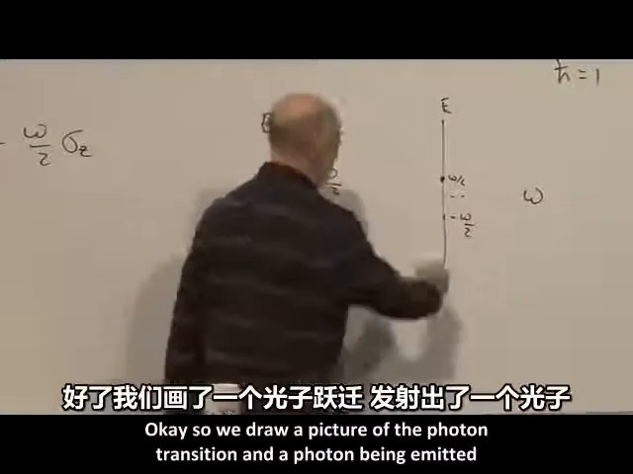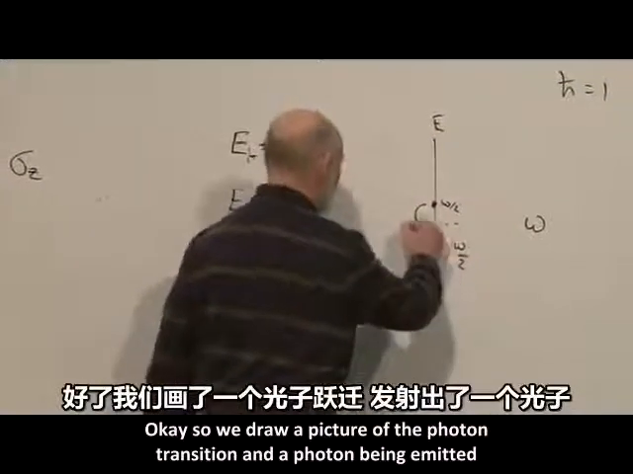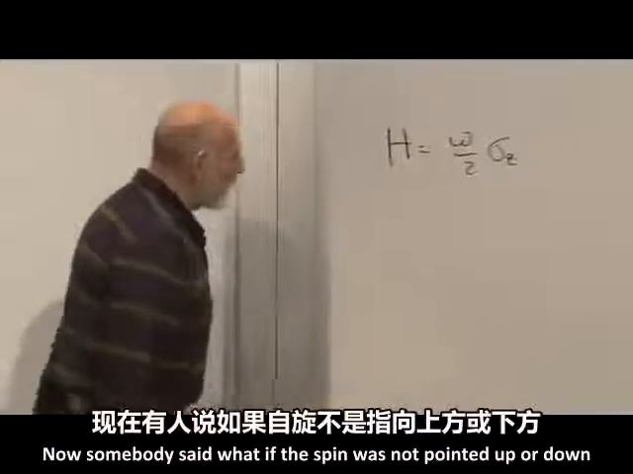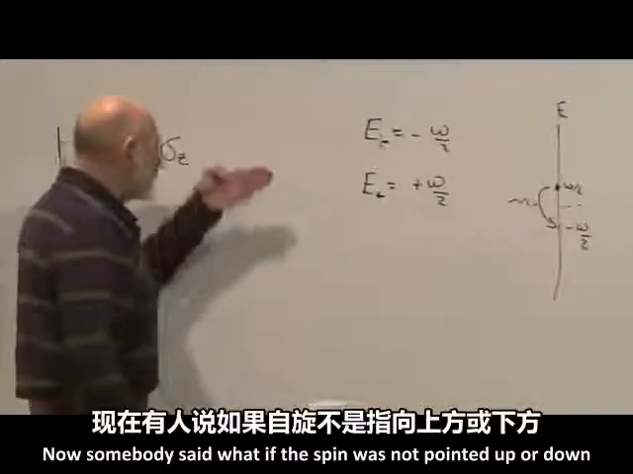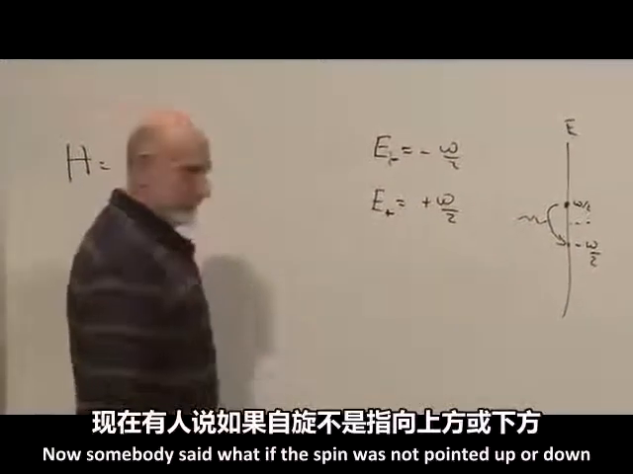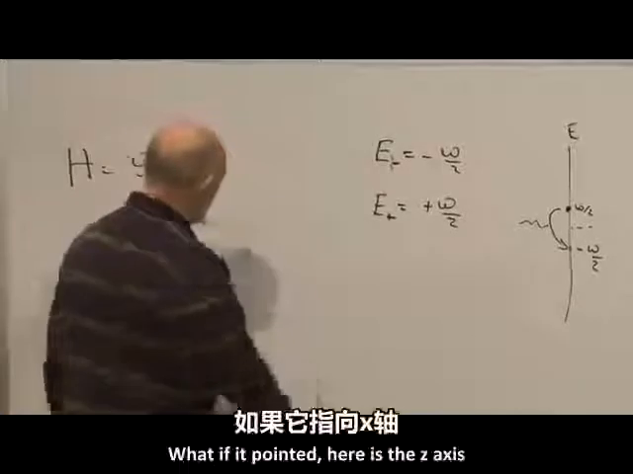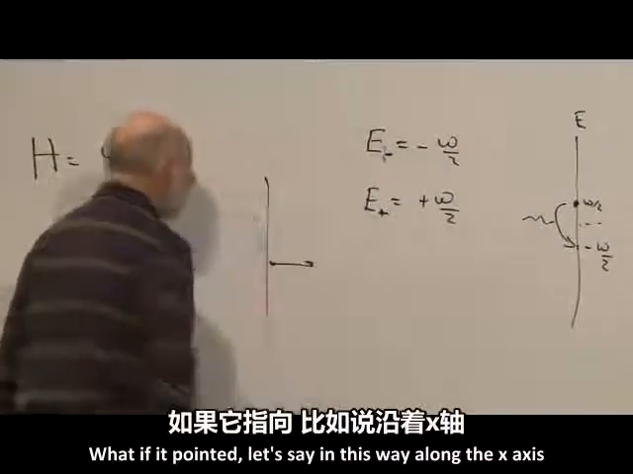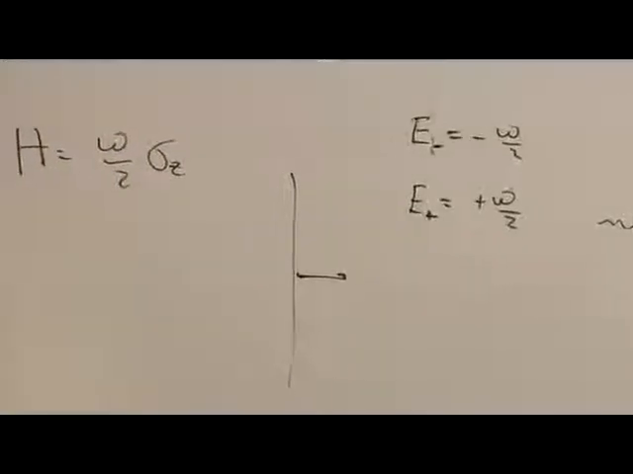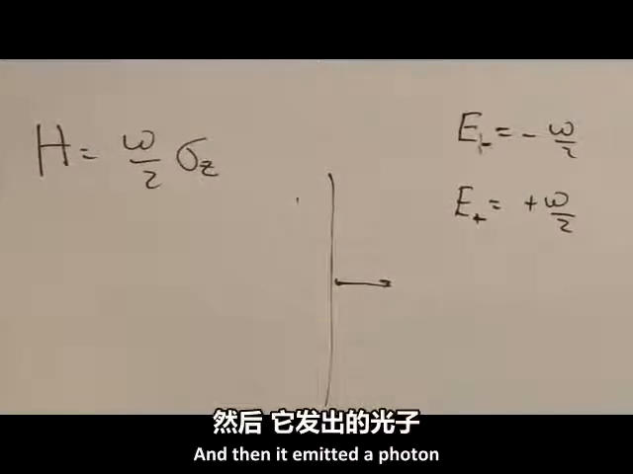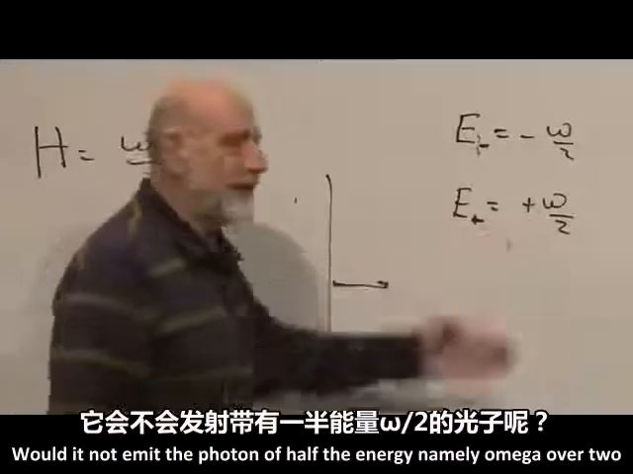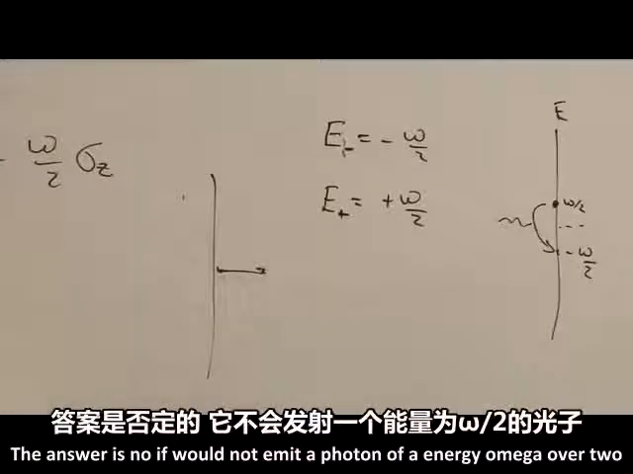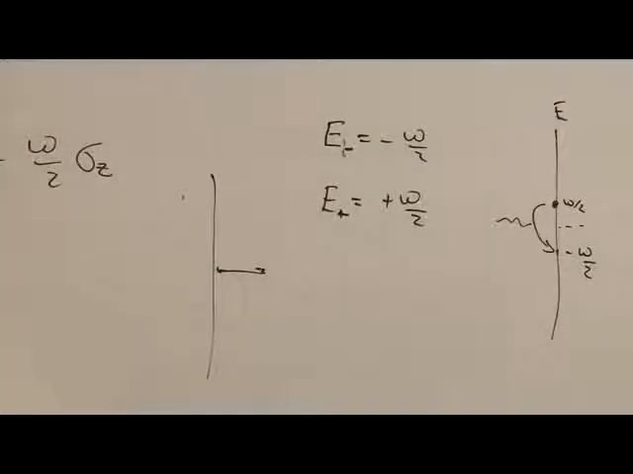Right. Okay, so we draw a picture with a photon, a transition, and a photon being emitted. Now somebody said, what if the spin was not pointed up or down? What if it were pointed, here's the z-axis, what if it were pointed, well, let's say this way, along the x-axis, and then it emitted a photon? Would it not emit a photon of half the energy, namely omega over 2? And the answer is no, it would not emit a photon of energy omega over 2.